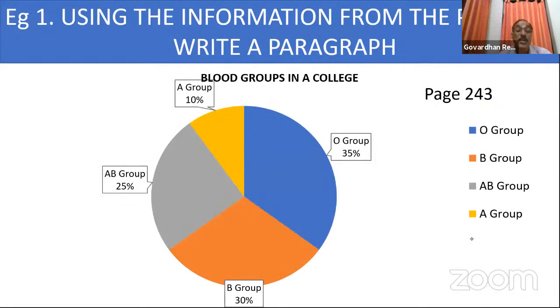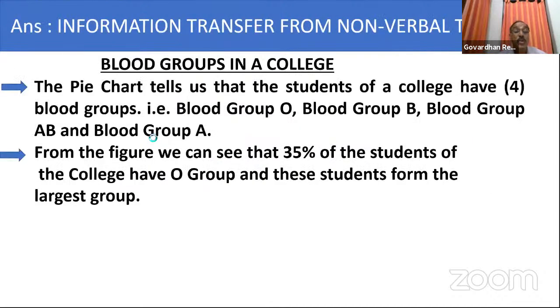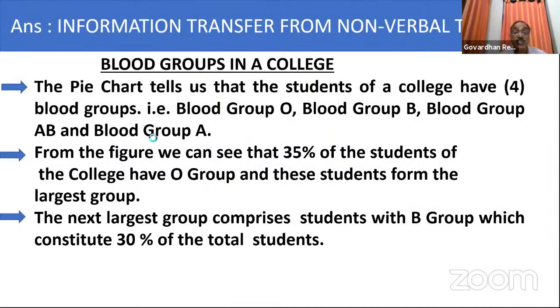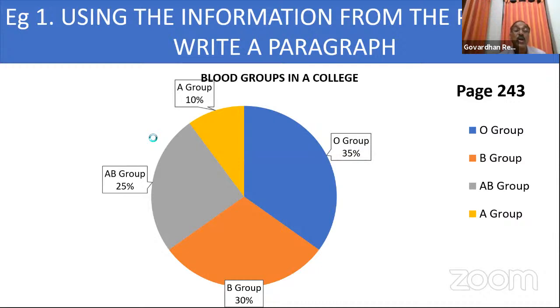Now coming back again to the pie chart, you'll see the second largest is the B group, which constitutes 30%. So on that, you'll have to write one more sentence. The next largest group comprises students with B group, which constitute 30% of the total students. You'll have to refer to the pie chart after writing each and every sentence so that you can write another sentence on it.